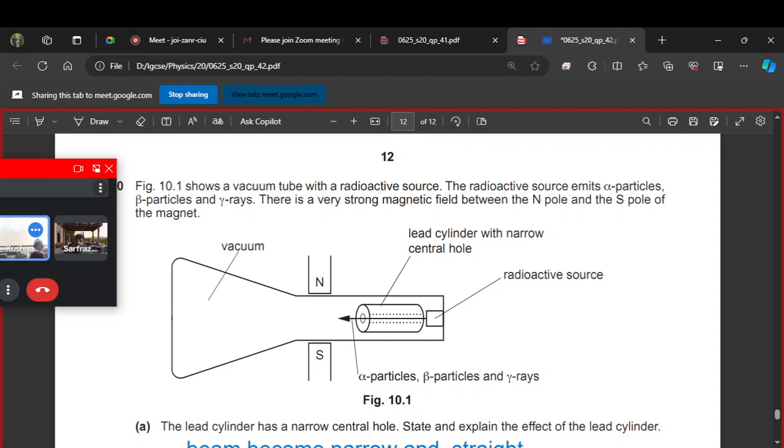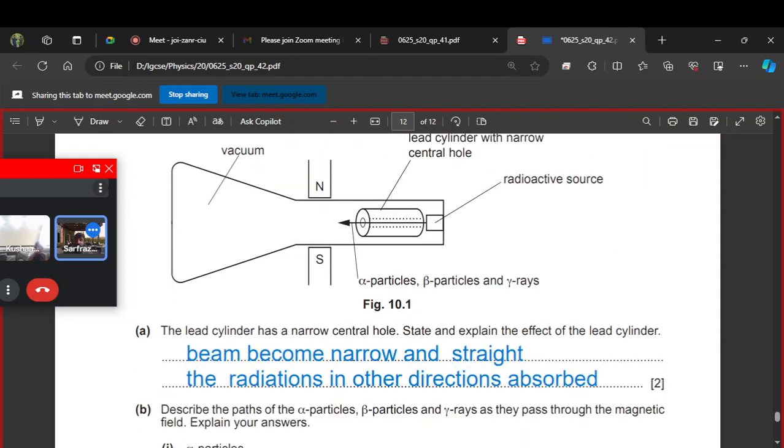We use the lead cylinder because it is the only thing that can stop alpha and beta particles. So it will absorb all the radiation going in all the directions. So we will get only the rays in one direction because it will absorb all the rays going in other directions. So the beam will become narrow and straight. The radiation in the other directions is absorbed.